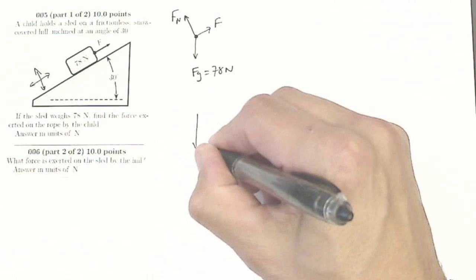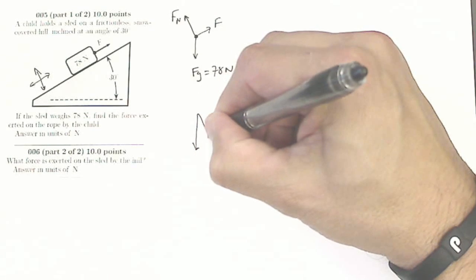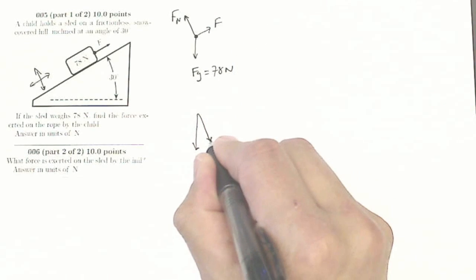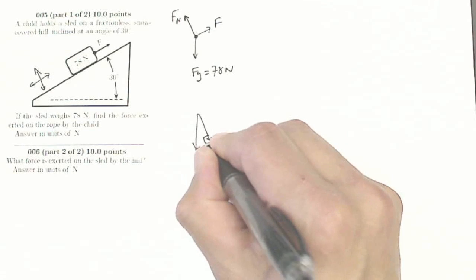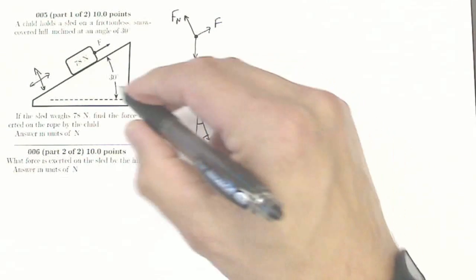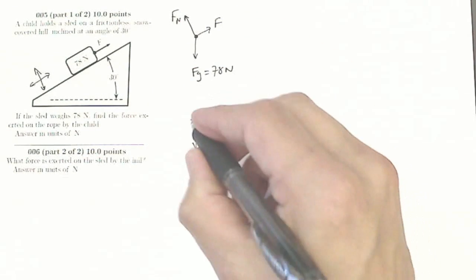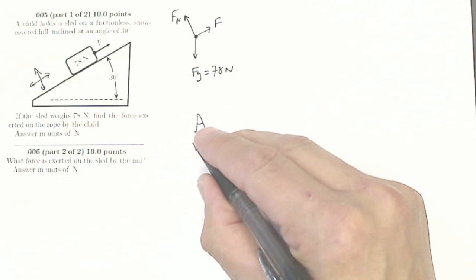So if I take my gravity, I want to split it into a component that pushes into the ramp and a component that pushes down the ramp, where this is my right angle. And this angle is going to equal the angle of the ramp. So this angle is going to be 30 degrees in my case.